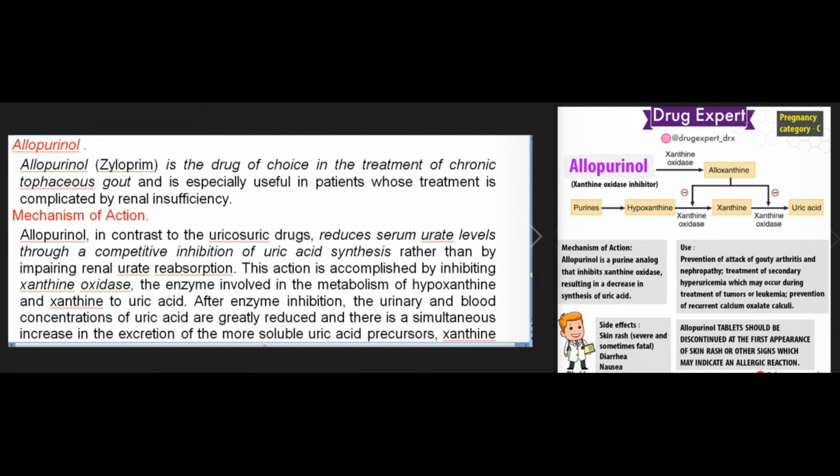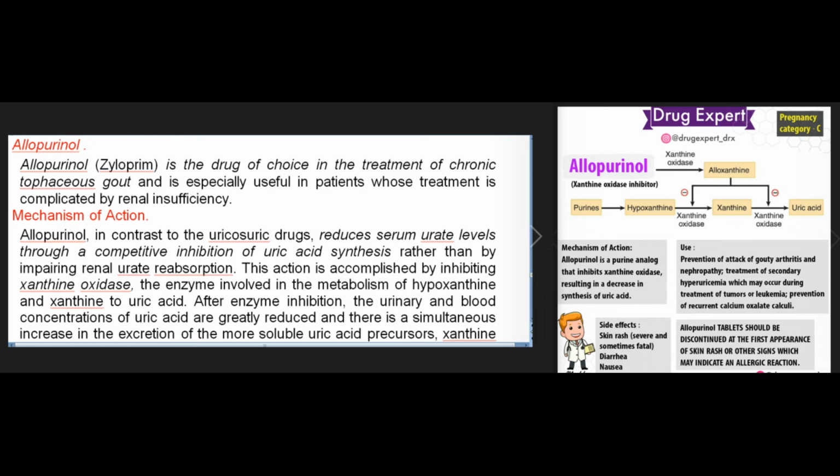Allopurinol. Allopurinol, Zyloprim, is the drug of choice in the treatment of chronic tophaceous gout and is especially useful in patients whose treatment is complicated by renal insufficiency. Mechanism of action. Allopurinol, in contrast to the uricosuric drugs, reduces serum urate levels through a competitive inhibition of uric acid synthesis rather than by impairing renal urate reabsorption. This action is accomplished by inhibiting xanthine oxidase, the enzyme involved in the metabolism of hypoxanthine and xanthine to uric acid.